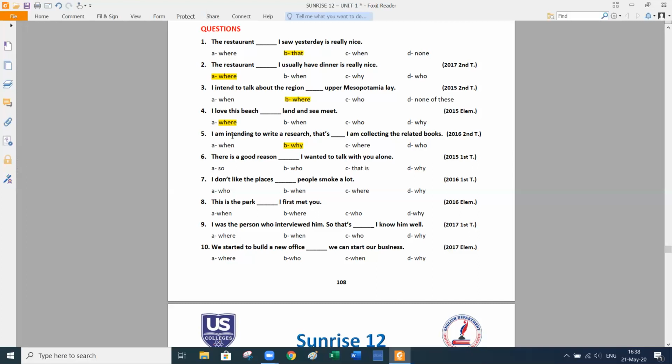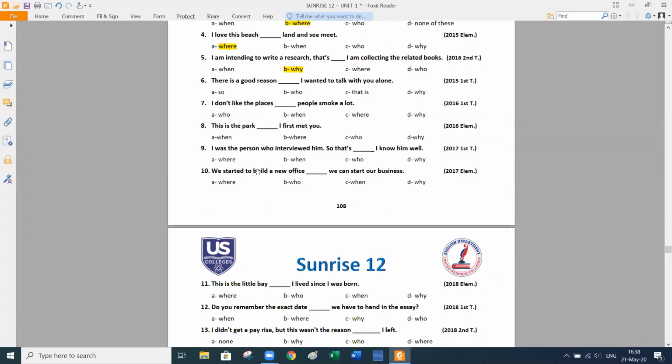If you are talking about a time expression in the first sentence, that's when would be possible. That's where I'm collecting the related books would be possible if you are talking about a place in the first sentence. But we are not talking about time, we are not talking about a place, we are talking about the reason. I am intending to write a research. That's the reason why I am collecting the related books. That's simple, I think. Okay, let's go on to the next one.